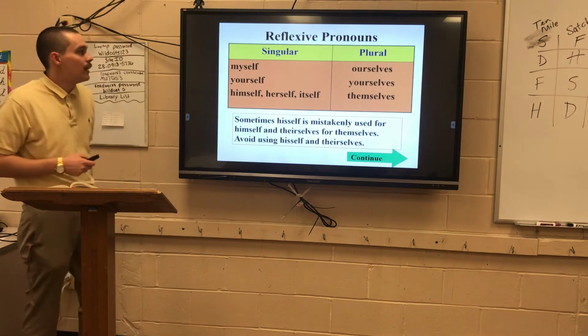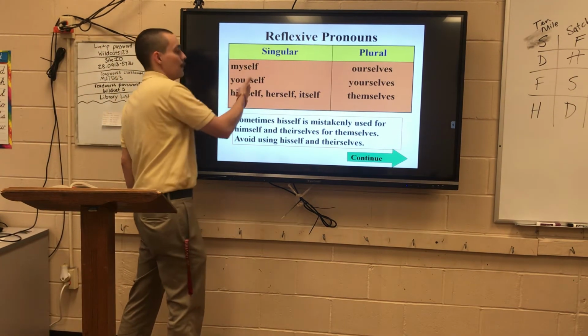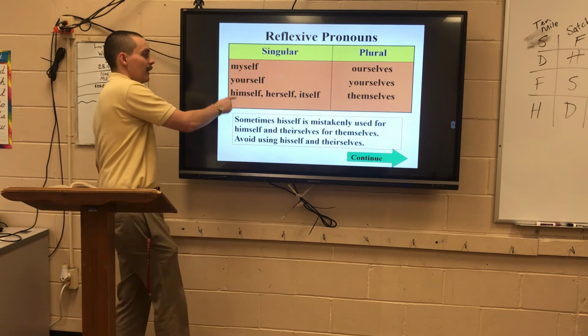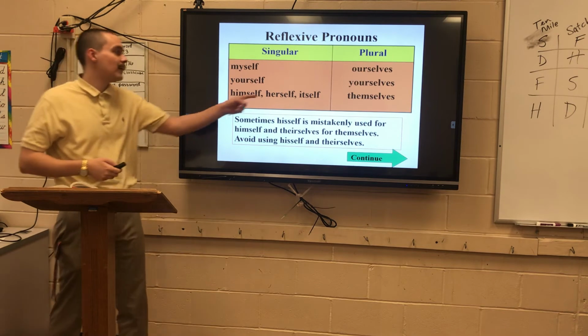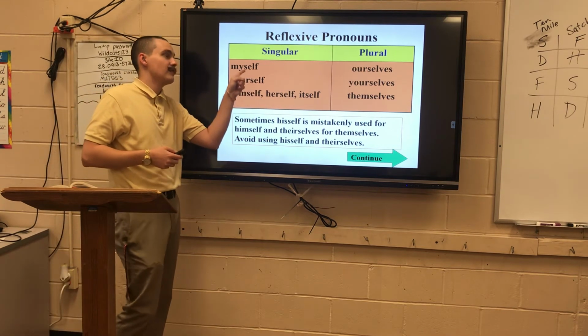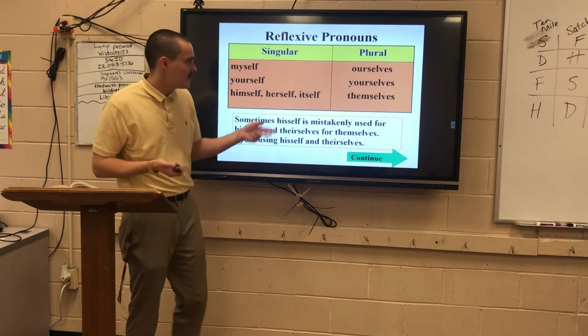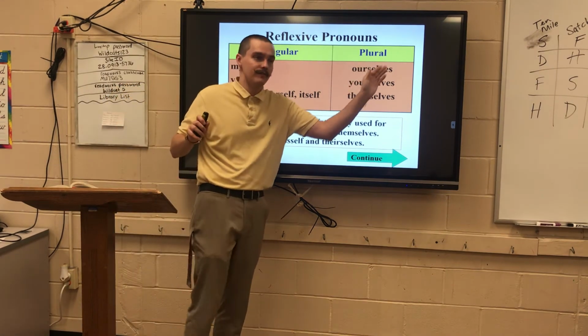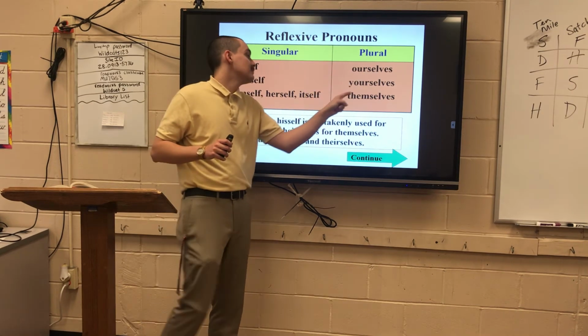Let's take a look. You got a couple of examples here. These are the ones that are talking about one person. Myself, yourself, himself, herself, itself. Those are reflexive pronouns, and the way that you know is because self, self, self, self, self. All about the self. Plural. Same thing, except self turns into selves. You have ourselves, yourselves, themselves.